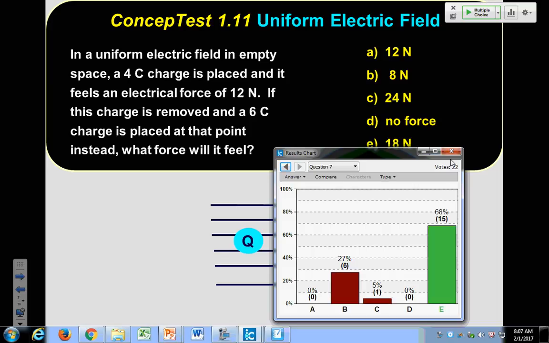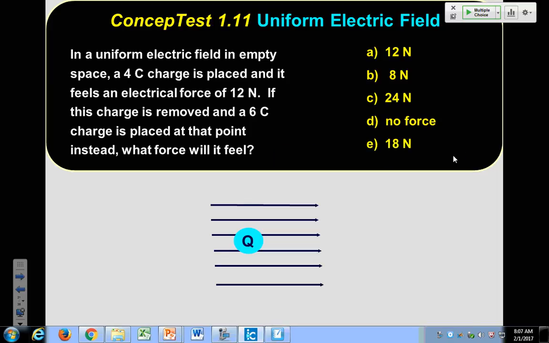All right, so E is right. You can go about this in 2 different ways. You can say a 4 coulomb charge and a 6 coulomb charge. A 6 coulomb charge is 3 halves the size of the 4 coulomb charge. 3 halves times 12 is equal to 18.